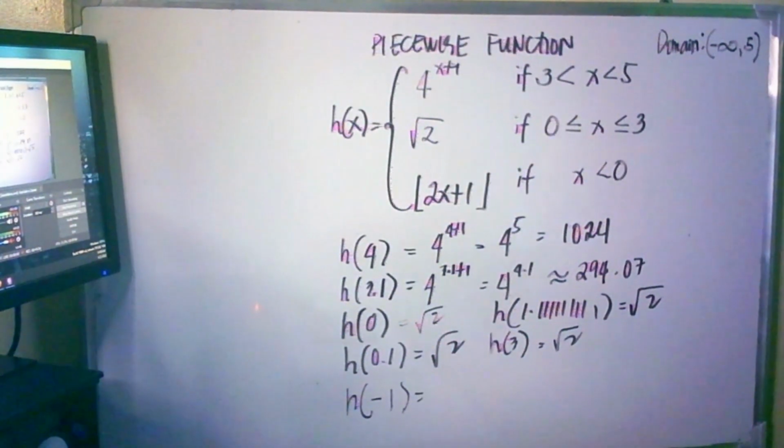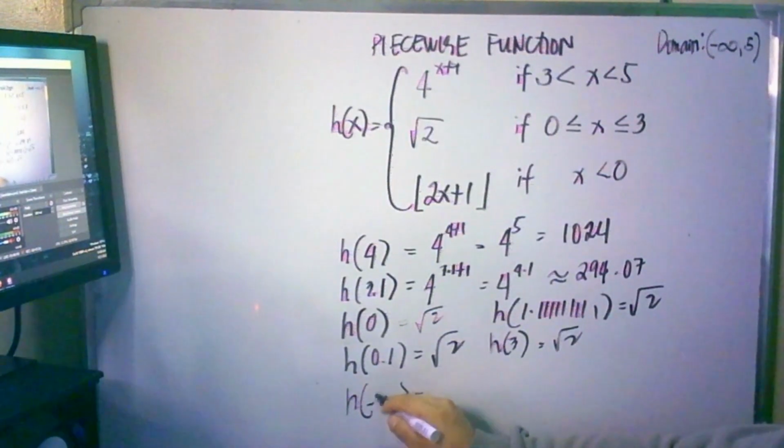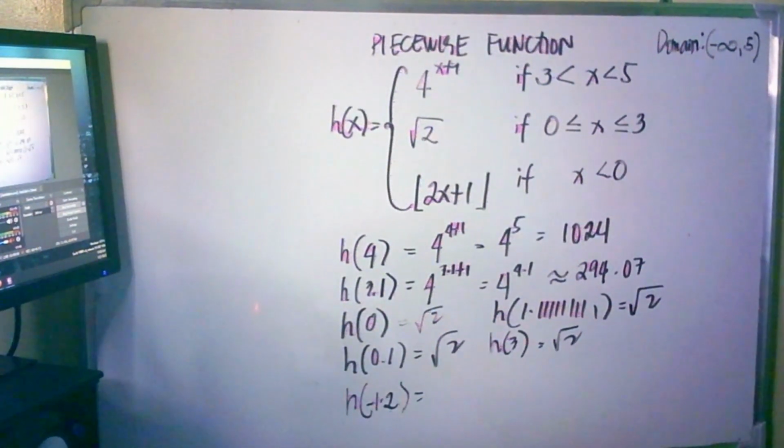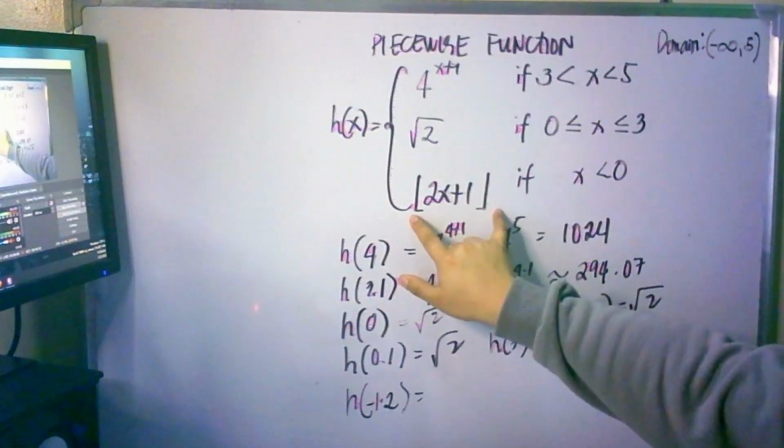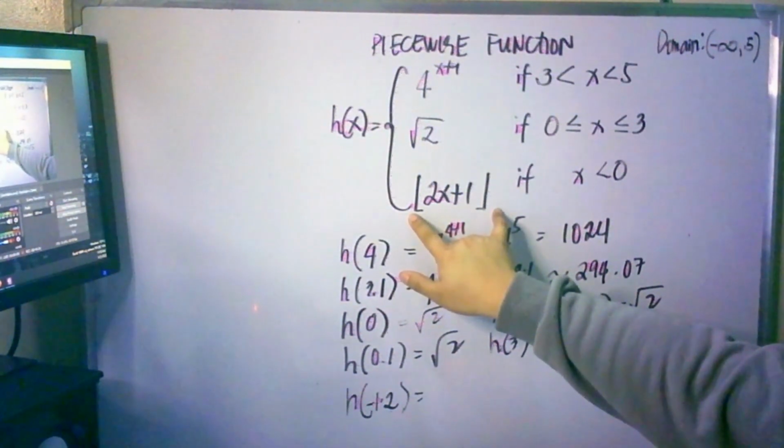H of negative 1. Sir. The last piece. Third piece. Alright. Before we present the answer, will you please tell us first your answers? Palitan ko ito ng negative 1.2 na lang. But your answer is negative 1.4, but remember our outer function is the floor function. So the answer should be an integer. Tama? Negative 2, sir.